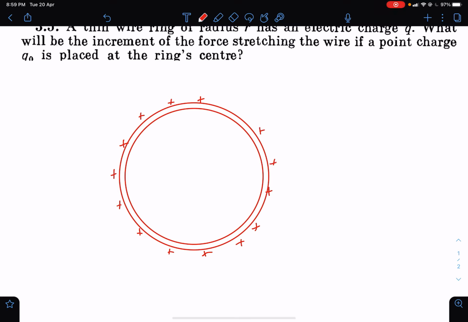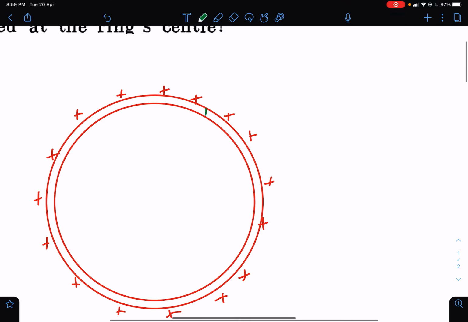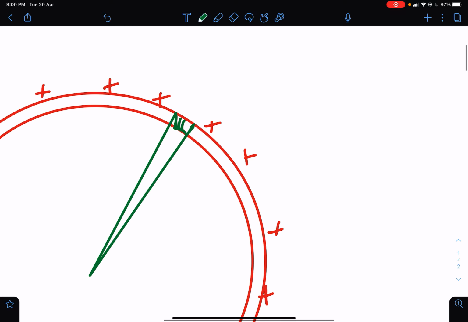So each small element of the ring that you take, let's say we take this small element here, which is subtending some angle d theta at the center. This element will have a charge per unit length lambda, and the length is r d theta, where the angle is d theta.